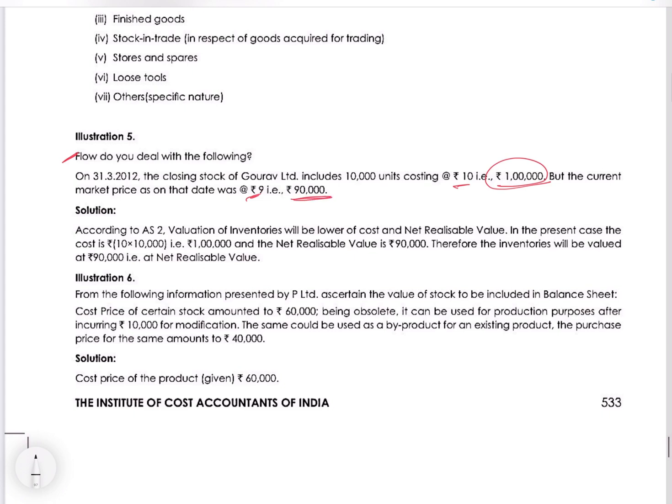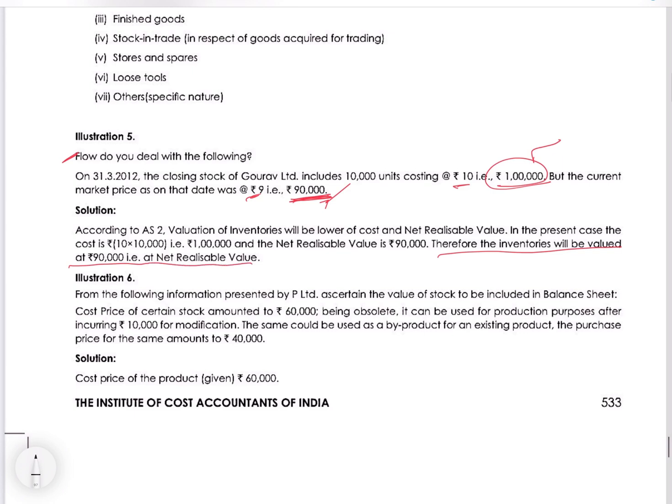So what does Accounting Standard 2 say? It says inventory should be valued at cost or NRV, whichever is lower. So what is the cost of closing stock? It is 1 lakh. And what is the market price, the NRV? 90,000. So whichever is lower, 90,000. So the value of the inventory will be 90,000. Therefore the inventories will be valued at rupees 90,000 NRV.